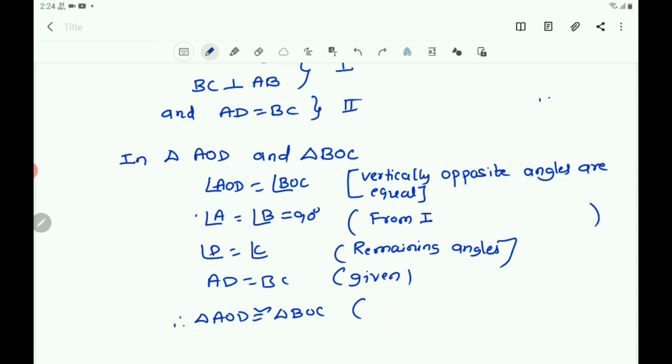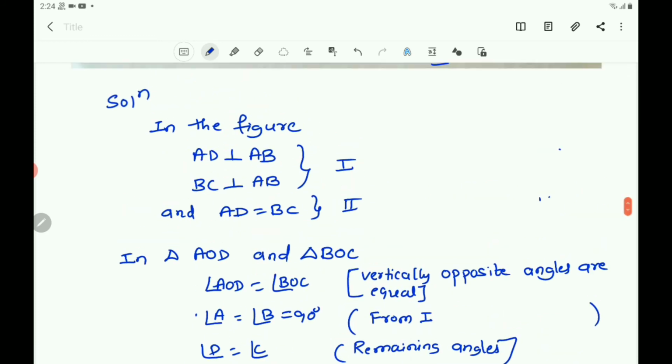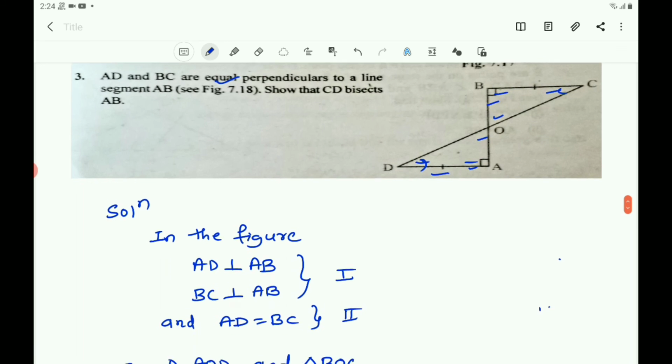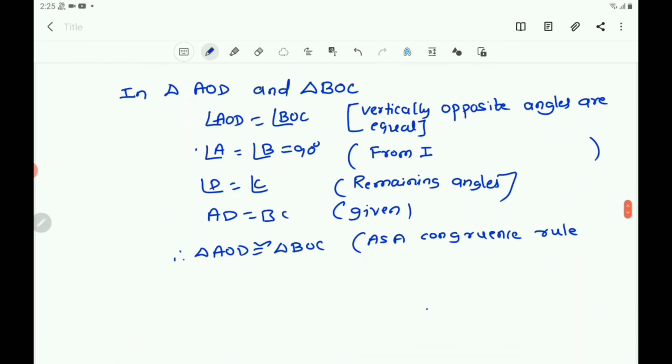What is the congruence rule? ASA. ASA means two angles with a common side. Two angles and the included side of one triangle are correspondingly equal to the two angles and the included side of the other. So the congruence rule used here is the ASA congruence rule. So you got that triangle AOD is congruent to triangle BOC, and therefore you can say AO is equal to BO. Therefore you write AO is equal to BO.